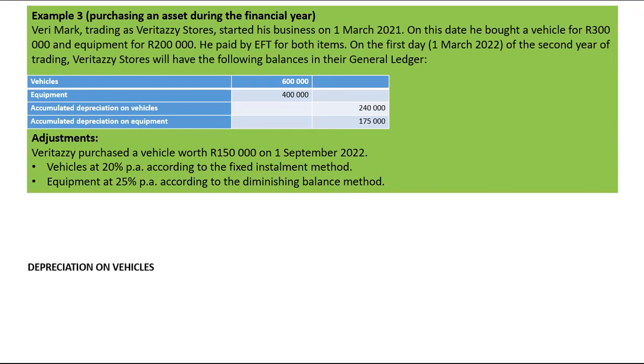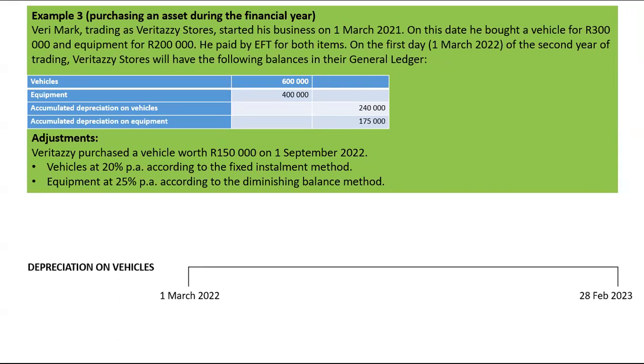Now, with vehicles, you need to be very careful. We've got vehicles that we've had from the beginning of the financial year, which is the 1st of March 2022 up to the 28th of February 2023. And we've got one vehicle which we purchased right during the year, which was on the 1st of September. Now, this is our financial year. It starts on the 1st of March 2022. It ends on the 28th of February 2023. And we depreciate vehicles according to the cost price method.